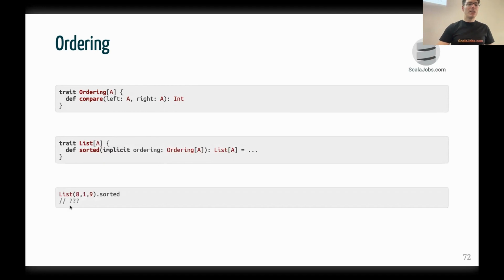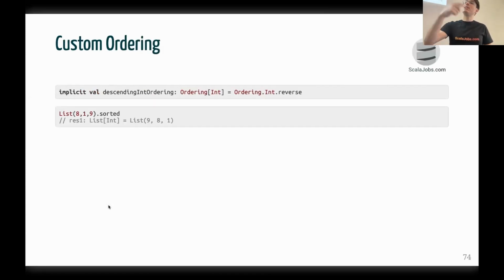Why? Because when you have code like this, list 819 sorted, what does it give you? Do you know? Do you get 189? Do you get 981? Do you get something else? 189, but I never remember. I've been doing this for 10 years. I never remember. And there is no reason why it is like this.